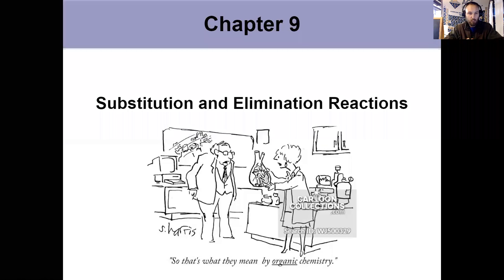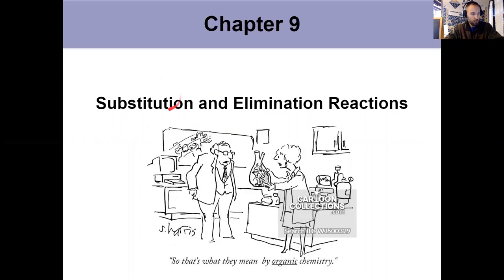In chapter 9, we're going to get two new reaction types. We're going to learn about substitution reactions first, which was kind of hinted at the end of chapter 8 with the electrophilic aromatic substitution. And then in the back half of chapter 9, we're going to learn about elimination reactions. It's a pretty big chapter. We're going to have 7 videos altogether for chapter 9.